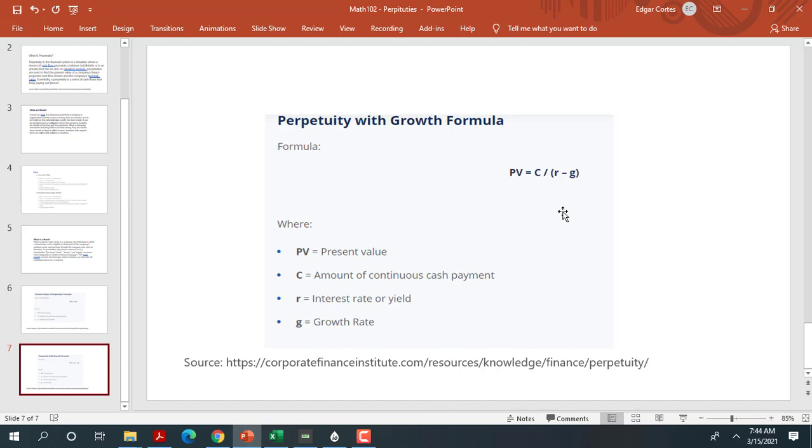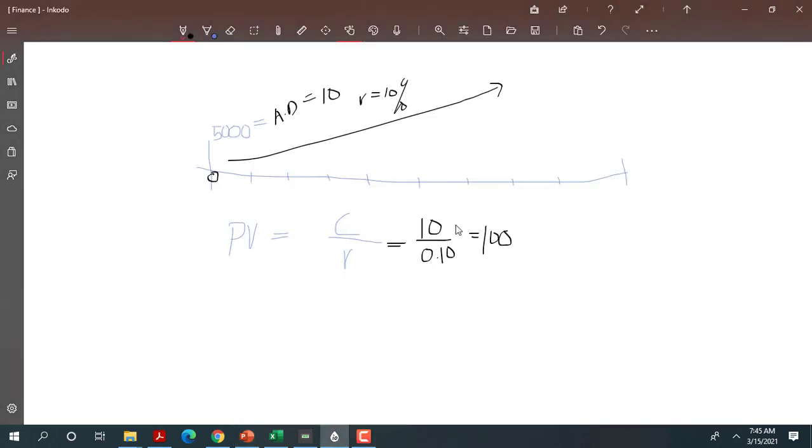So just to emphasize the difference between R and G: R is the interest rate or yield, meaning your gains, and G is the growth rate of the company. If a company, for example, operates within Luzon or within the Philippines, in some period of time they will be expanding to Southeast Asian nations. Meaning they're growing. And basically growth is expressed in percent. So taking the previous example, what if the growth rate is equal to 5%?